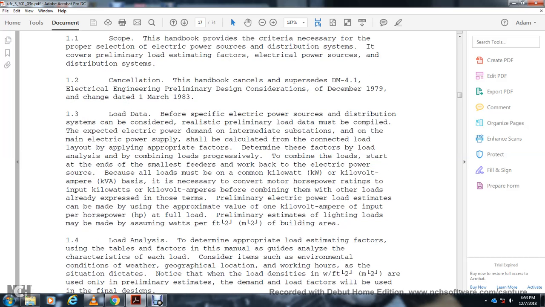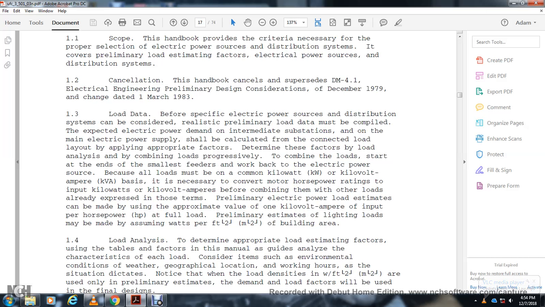Load data for specific electrical power sources for the distribution system must be compiled to list the preliminary load data. The expected electrical power demand at the intermediate substations and the main electrical power supply shall be calculated from the connected load by applying the appropriate factor to determine the load, with analysis combining loads progressively, starting at the end of the smallest feeder and working back to the electrical power source. All the loads must be on a common kilowatt or kilovolt-ampere basis. It is necessary to convert the motor horsepower rating to input kilowatts or kilovolt-amperes before combining them with the other loads already expressed in those terms.